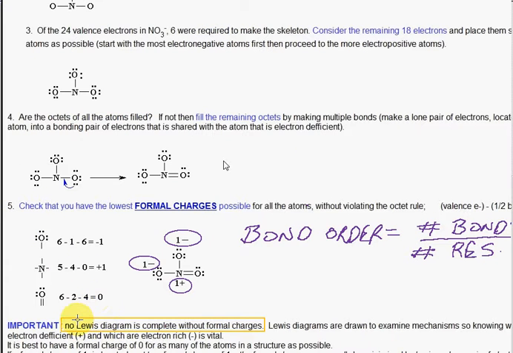In conclusion, you've just got this important fact down here that no Lewis diagram is complete without formal charges. Lewis diagrams, to be complete, have to examine such mechanisms, and so it needs to know what atoms are electron deficient and which atoms are electron rich. As it says here, this is vital in analysis of the actual molecule.